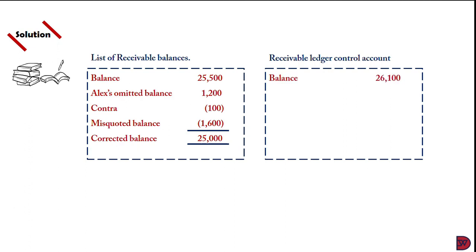When we come to the receivables ledger control account, we start with the opening balance, which is the $26,100. The overcast in the sales journal, as I said earlier, $1,000. The contra, which is seen in the list of balances, of $100 is now brought here, which also gives a corrected balance of $25,000. Now we've been able to work out for the two accounts to agree, meaning that the errors have been rectified now.